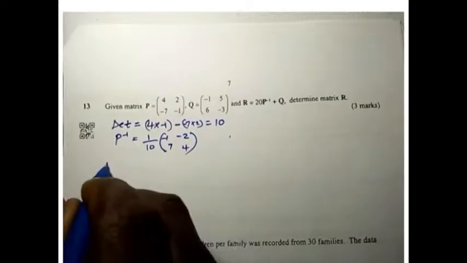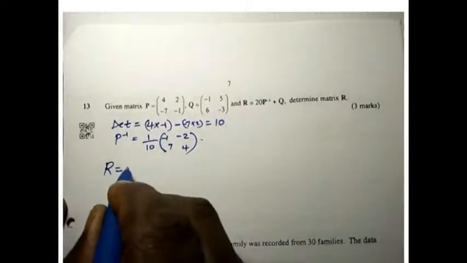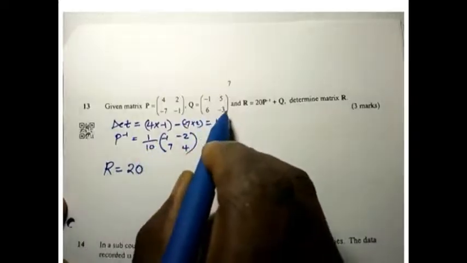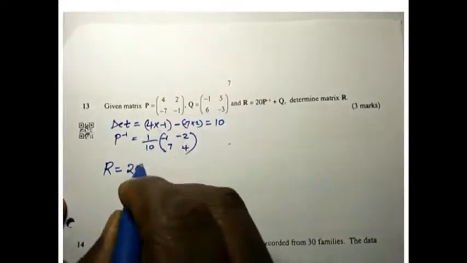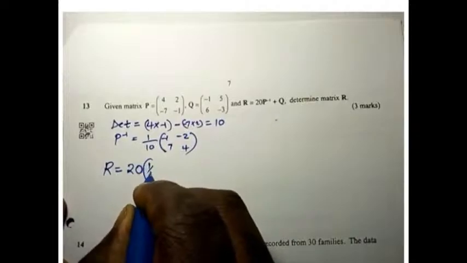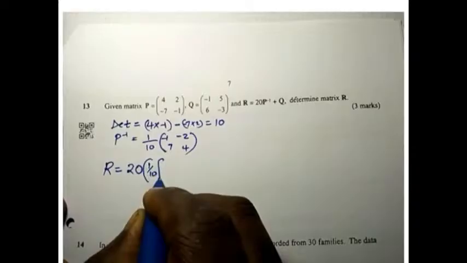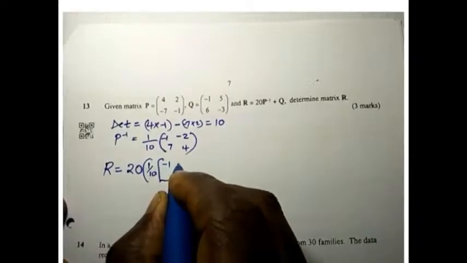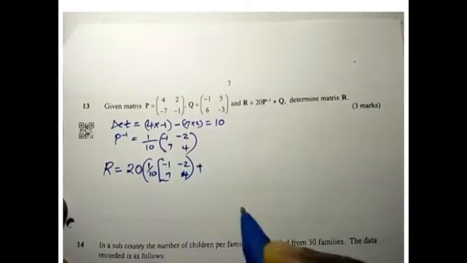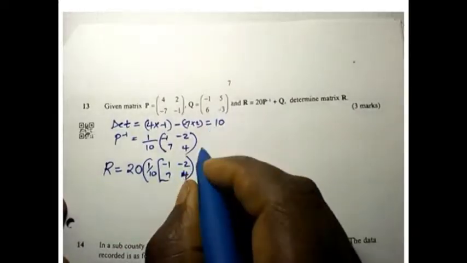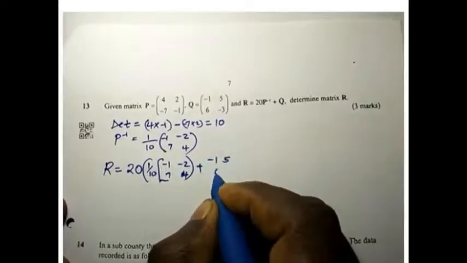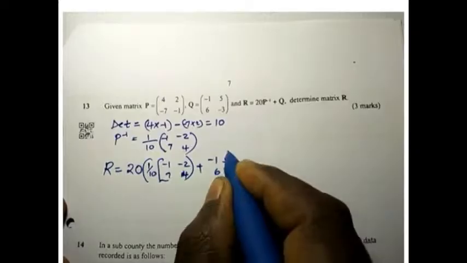So R is going to be now 20 of everything here, that is 20 P inverse, and this is P inverse, into 1 over 10, negative 1, negative 2, 7, 4, plus Q. Q is negative 1, 5, 6, negative 3, right?